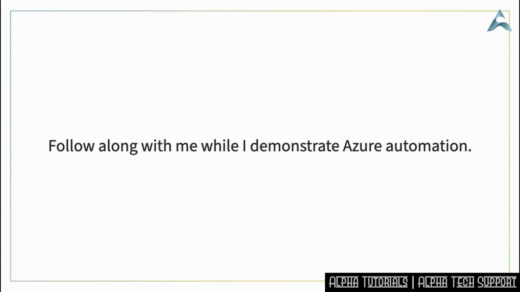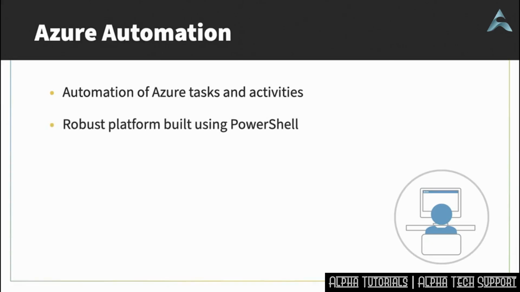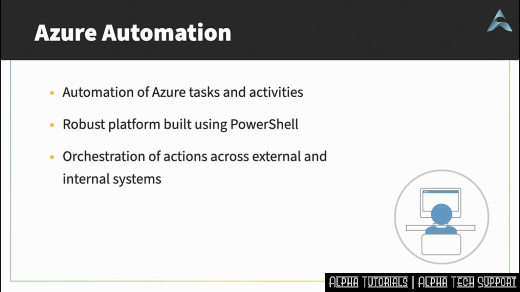Azure Automation is obviously a service in Azure that allows automation of many Azure management tasks and activities. It is built using PowerShell, providing a robust platform having a vast reach and integration opportunities. And it also helps in the orchestration of actions across both external as well as internal systems right from inside Azure. When I say external, it means workloads that are outside of Azure. It can be in any other cloud or even on premises.